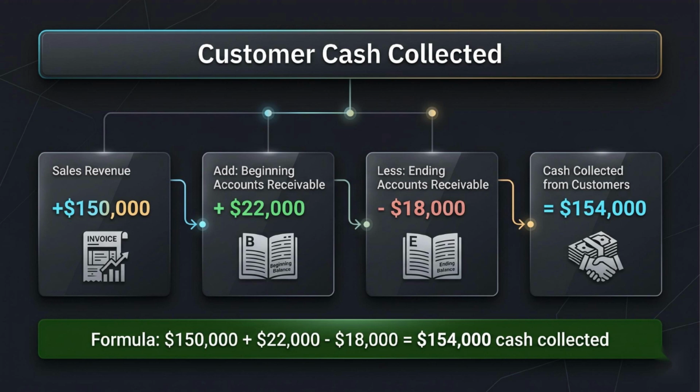Another way to read the same result is that accounts receivable decreased by $4,000. So cash collected is $4,000 higher than sales. That is the direct method doing its job, converting accrual revenue into actual cash receipts.